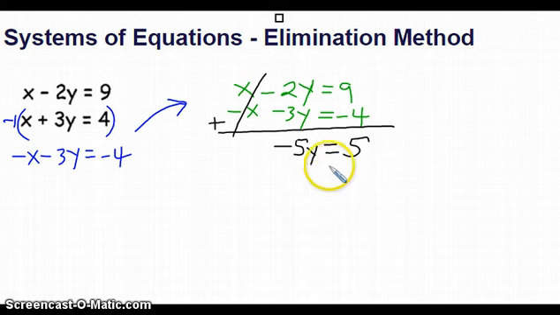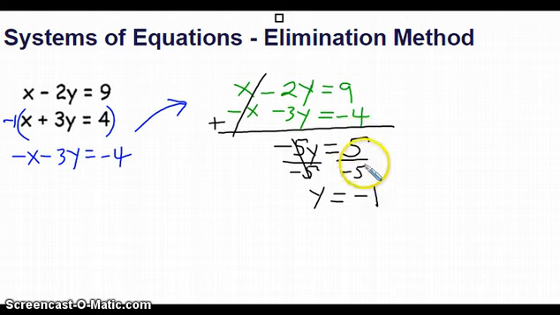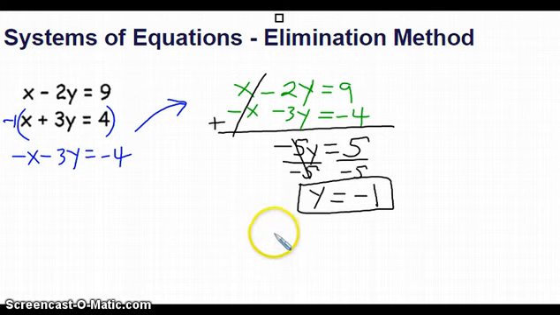Now, one-step equation. Divide both sides by negative 5. Got to get y by itself, remember? Gosh, my voice cracked again. What's going on? These cancel out. Got y equals negative 1. 5 divided by negative 5 is negative 1. So there we go. We've got our value of y. y equals negative 1.